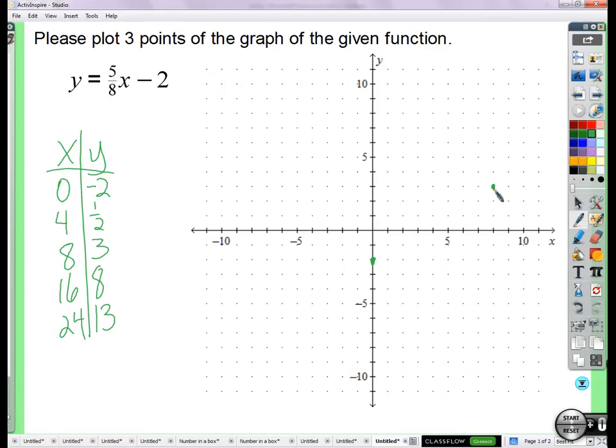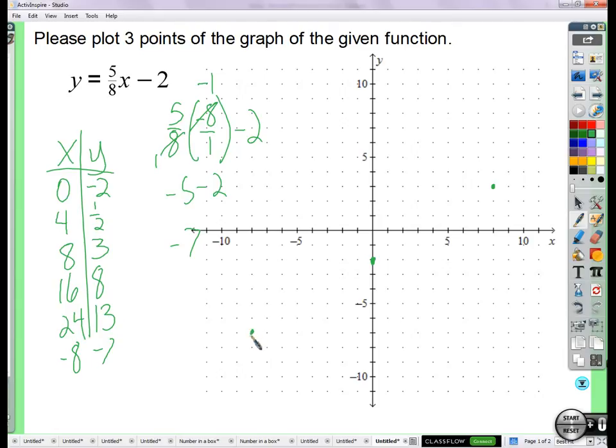How about in this direction? Is there a number in the negative direction we can plug in to make it an easy outcome? Negative 8. 5/8 times -8. 8 divides 8, leaves... wait, not 1. Negative 1. Very good. 5 times -1 is -5, minus 2, -7. So -8, -7. We're importing the whole thing. -8, -7, there it is.